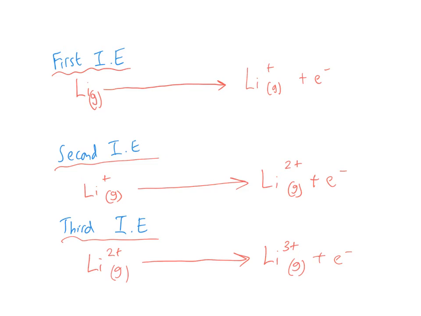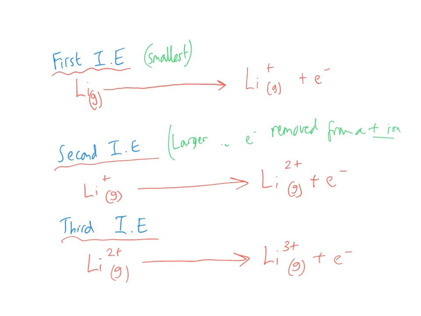In terms of comparing these ionization energies to each other, the first ionization energy is always the smallest number, and that's because we're taking an electron away from a neutral atom. Then the second ionization energy is larger than the first, and that's because the electron is being taken away from something that is a positive ion.